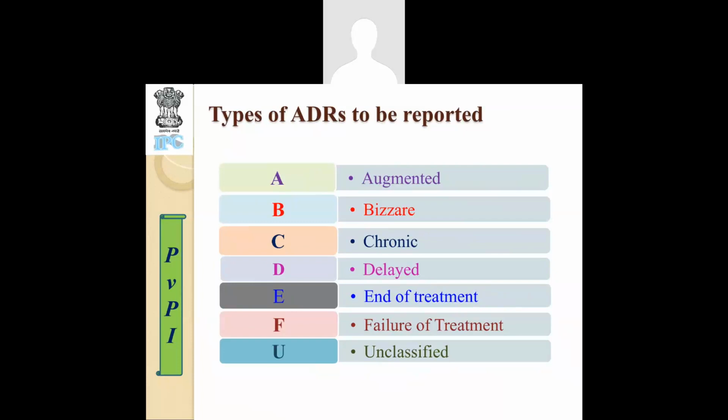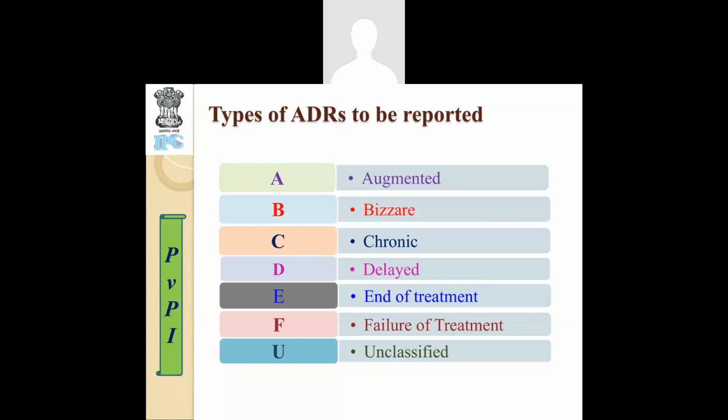Whereas type C is chronic. When the patient takes a particular medication for a chronic period, or years together, he may develop some adverse drug reactions. Especially in rheumatoid arthritis, if the patient is on steroids, he or she may develop Cushing syndrome. That is one best example of chronic use. Whereas type D is delayed. I told you about the thalidomide disaster. The pregnant woman took thalidomide in the third or fourth month, and the effect was seen only after the delivery. So thalidomide itself is a big example of delayed adverse drug reactions.